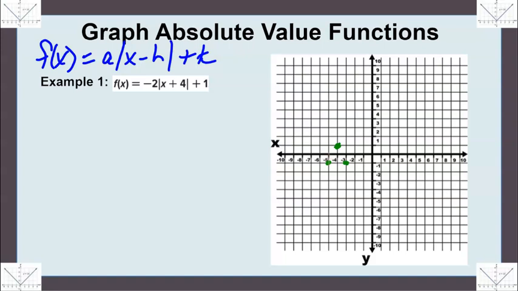Or we could put numbers in for x. So think of like I have the axis of symmetry that goes through the vertex here. If I put a negative 3 in for x, negative 3 plus 4 is 1. Absolute value of 1 is 1. 1 times negative 2 is negative 2. Negative 2 plus 1 is negative 1. And then I can mirror that point. So my graph will look like this. So there would be my absolute value function.